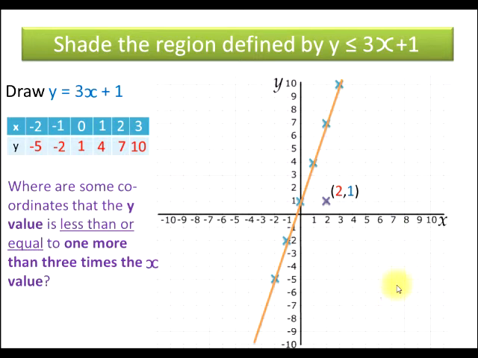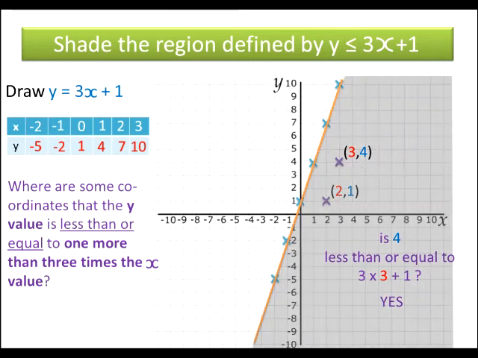Yes. Just in case I've made a mistake, let's try another one. So is the 4, the y coordinate, less than 3 times the x, 9, plus 1, which is 10? So 4 is less than 10. So it's all of this region here. And that's it. So get practicing, and I hope it works out for you.